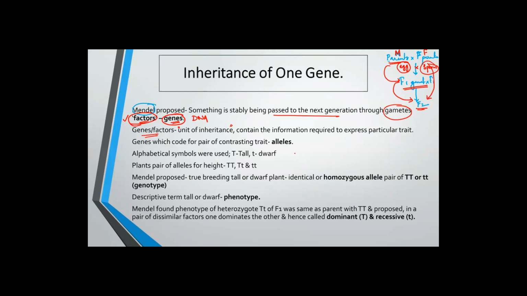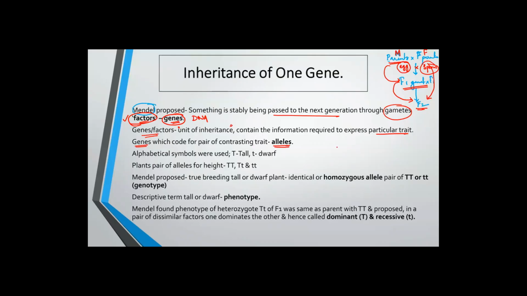So why are we looking similar to our parents, or why do we have characters similar to our parents? It is because of the genes, the DNA, that we inherit from our parents. And they contain the information required to express a particular trait. Now the genes which code for a pair of contrasting traits are called alleles.